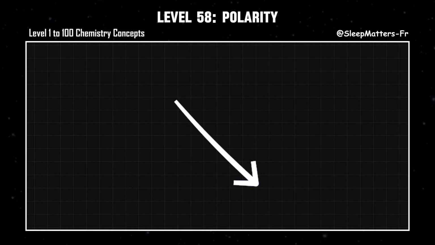Level 58. Polarity. Polarity is a concept that helps us understand why some things mix and others do not. It is all about how molecules are charged. Some molecules have a slight positive charge on one side and a slight negative charge on the other. This is polarity. Imagine a magnet. One side pulls and the other side pushes. That is how polarity works at a tiny level.